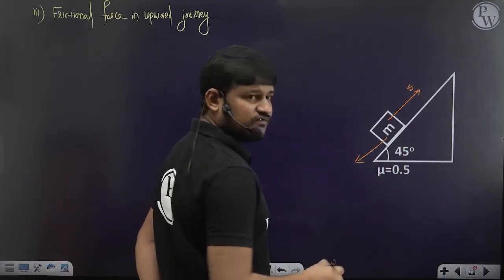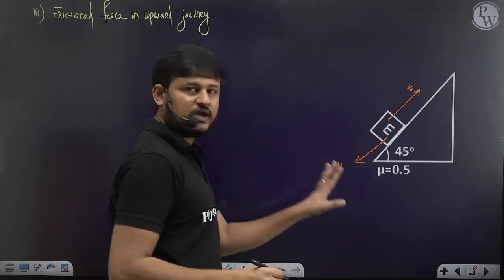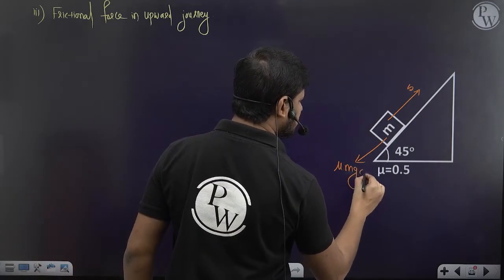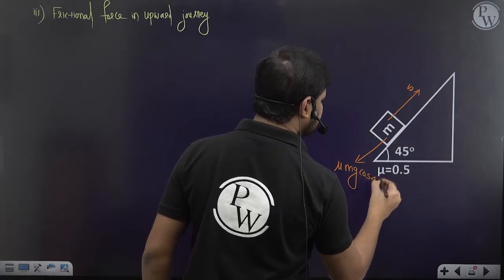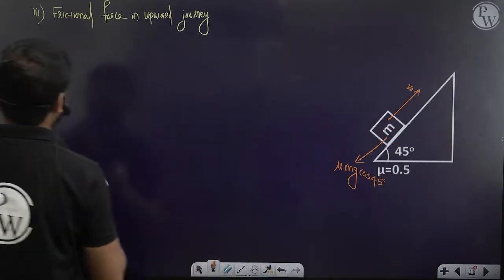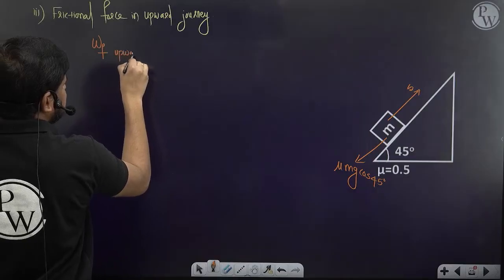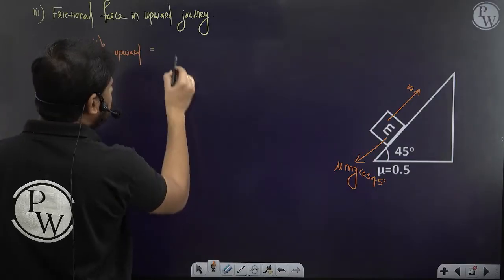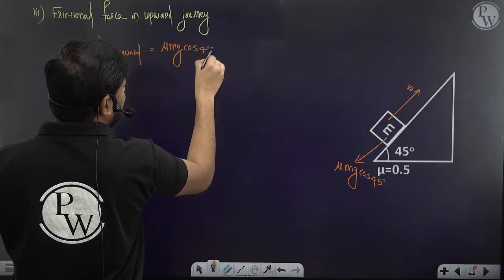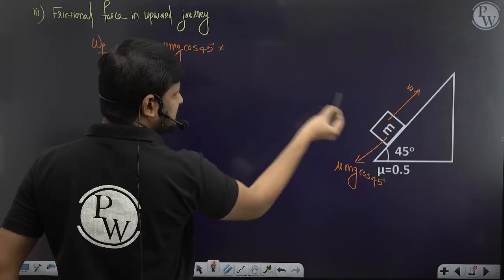So what is the frictional force? That frictional force is μN cos θ, right? Which is nothing but μN, where N is mg, and the cos 45 degrees will come this side. So the displacement is that side and the μmg cos θ is this side. So the work done by the friction in the upward journey: the frictional force that is acting is μmg cos 45, into, what is the displacement?